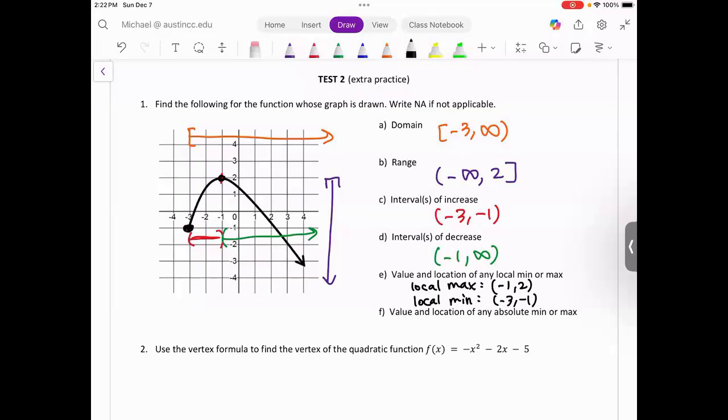Okay, we do have an absolute max. That is our local max. But there is no absolute min. It keeps on going forever.